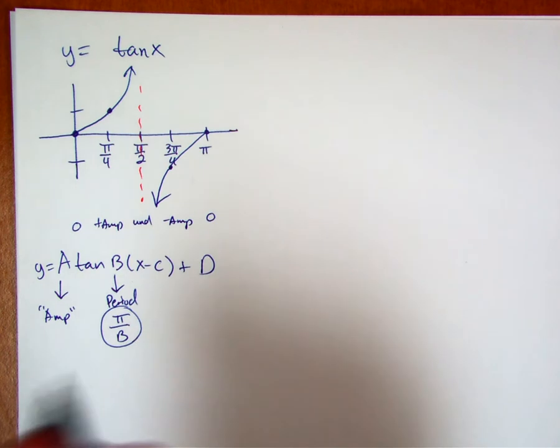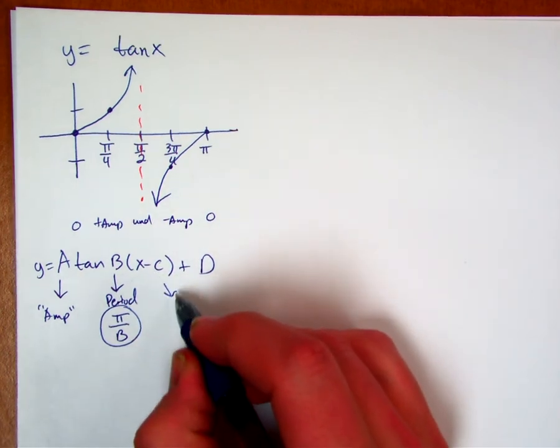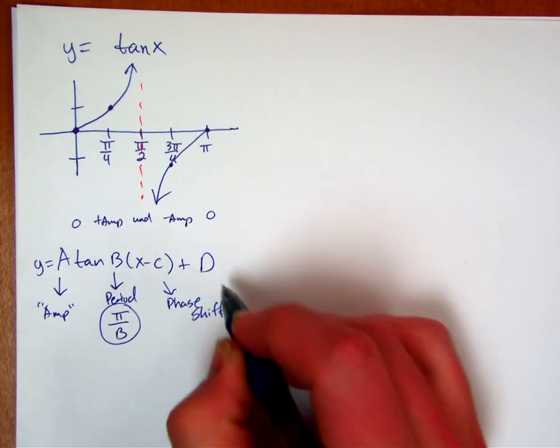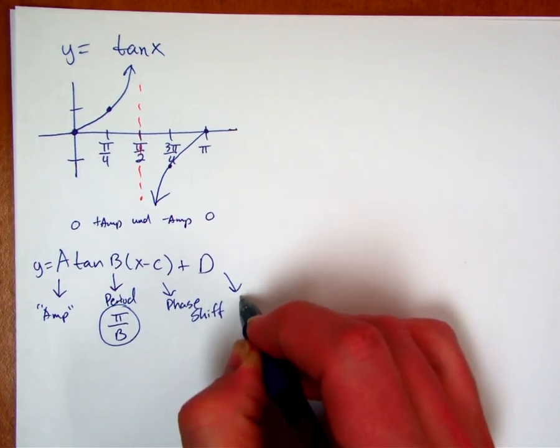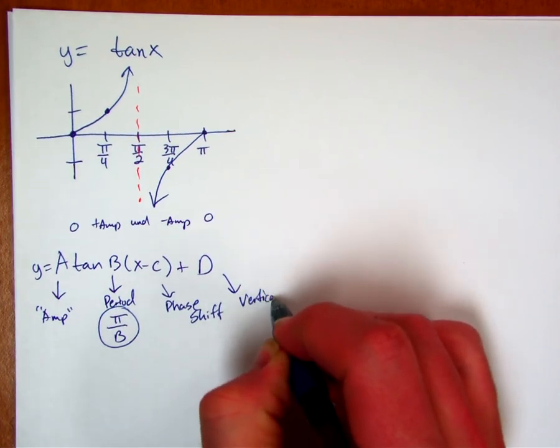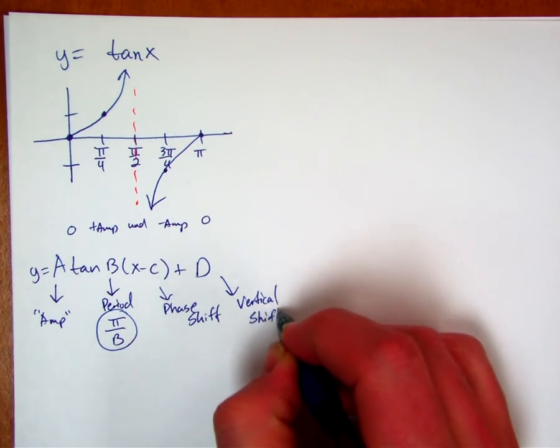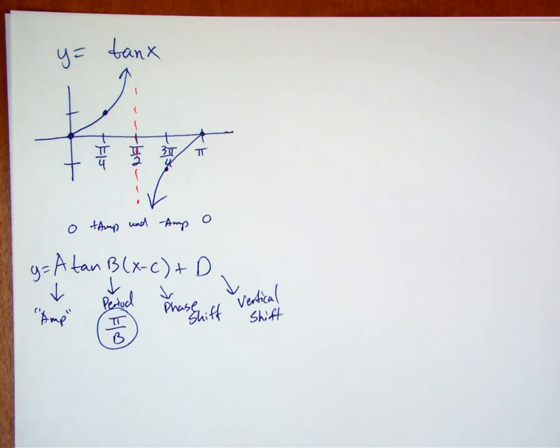Okay? C again is still your phase shift, folks. And D is your vertical shift. We haven't done phase shift yet. That will come soon. But we have done plenty of vertical shifts. That just moves the graph up and down. So, all right. All the same stuff. Let's just go ahead and jump into some examples and get moving on.